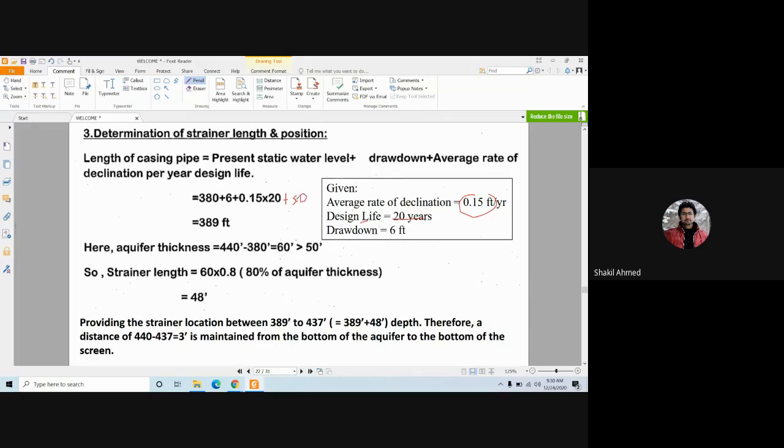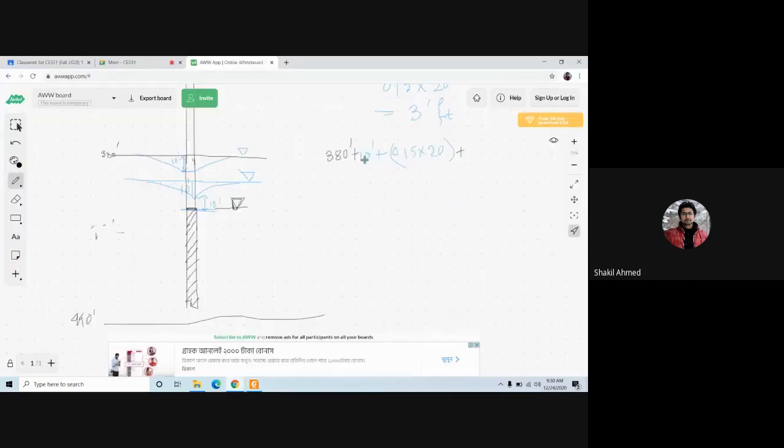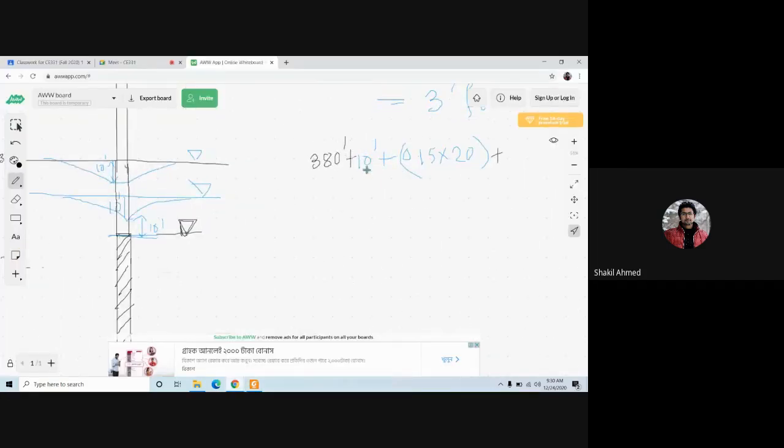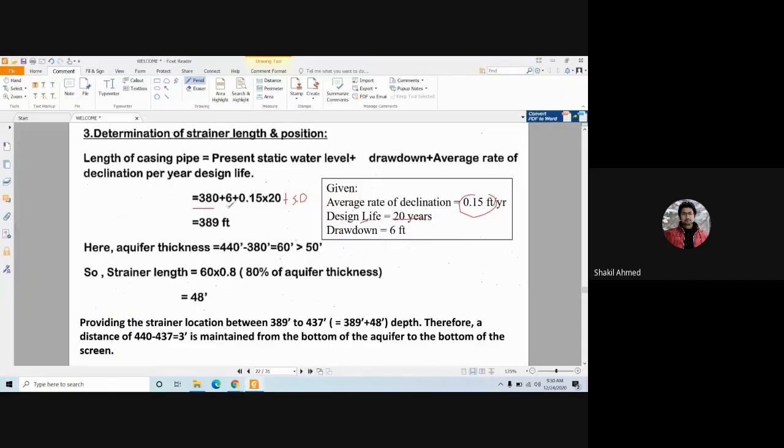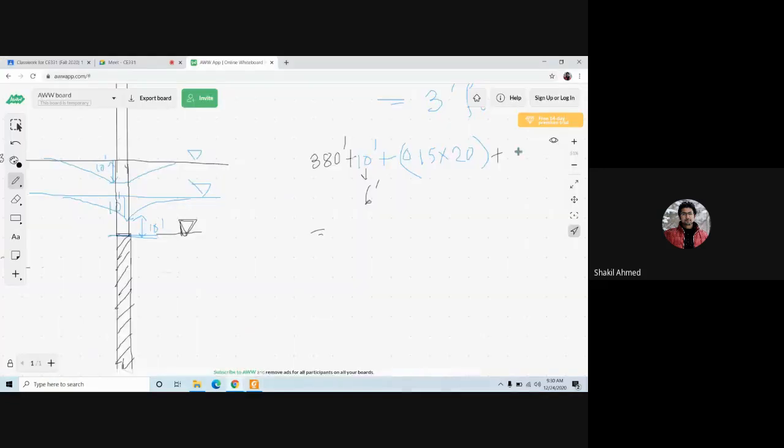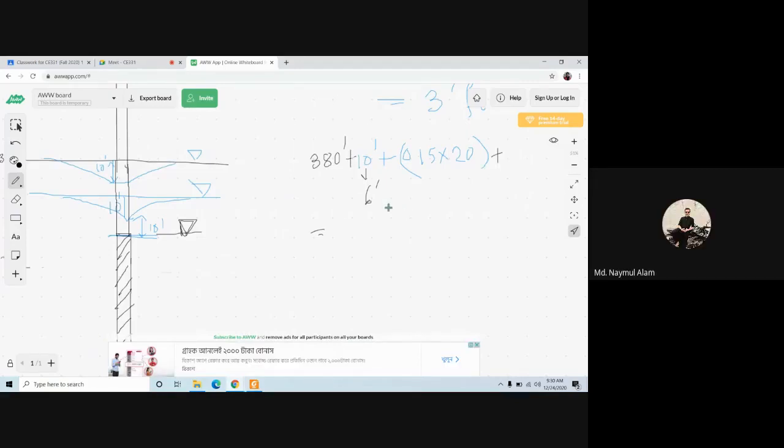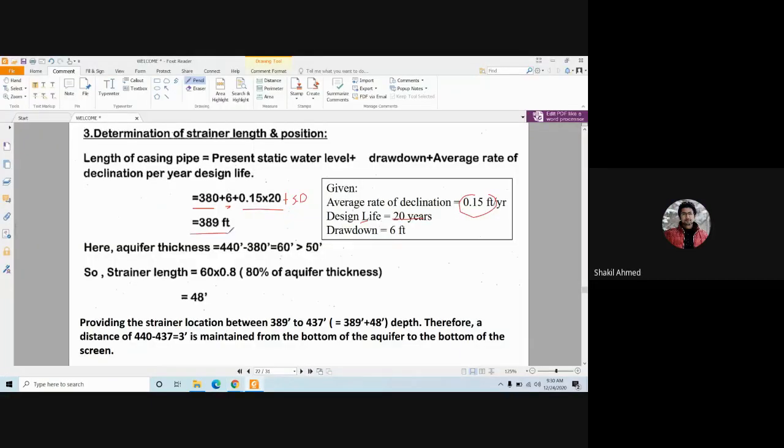So safety distance, they didn't take it, but you can take this, okay? And instead of 10 feet, they have taken 6 feet here. Okay, so 380 plus 6 feet plus 0.1520. Okay? Is it clear, guys? Yes, sir. So what is the value? This is 389 feet. Fine.